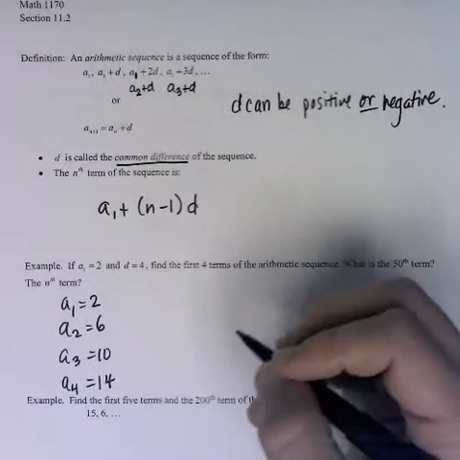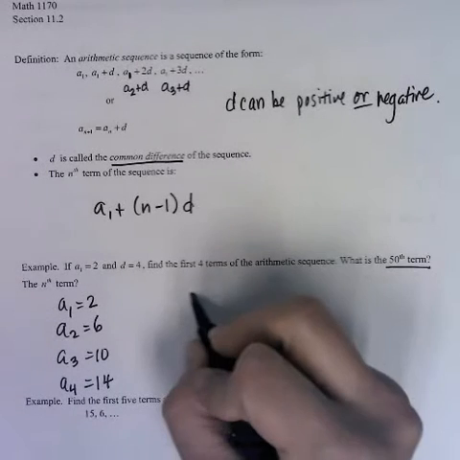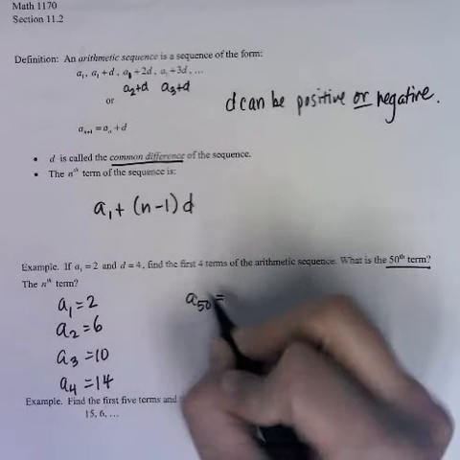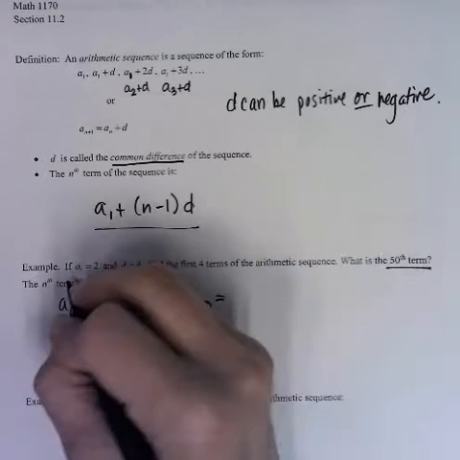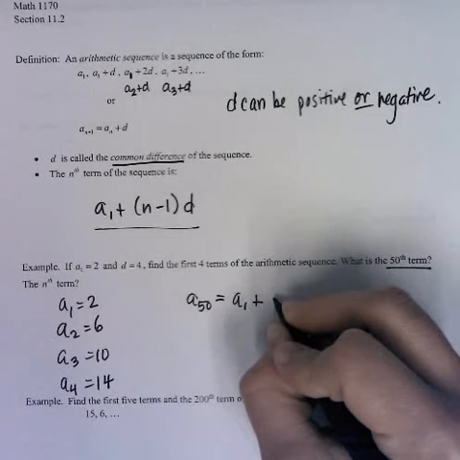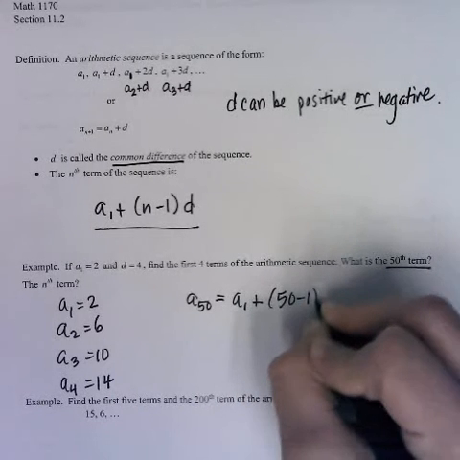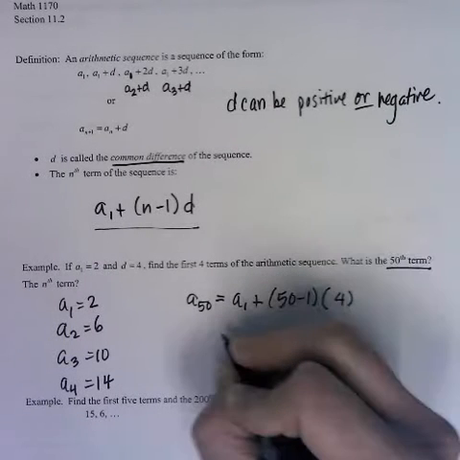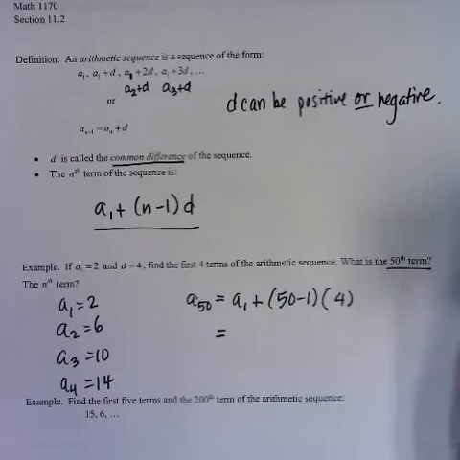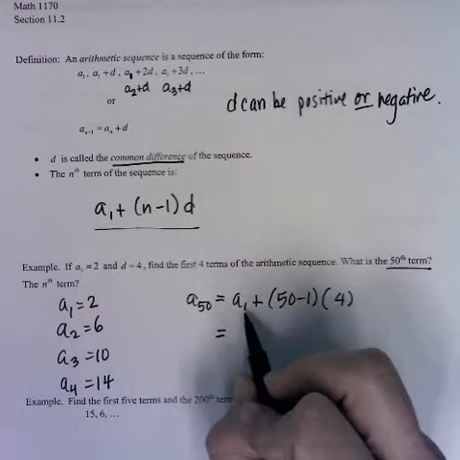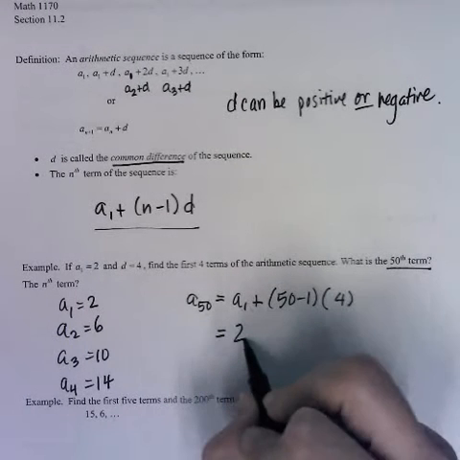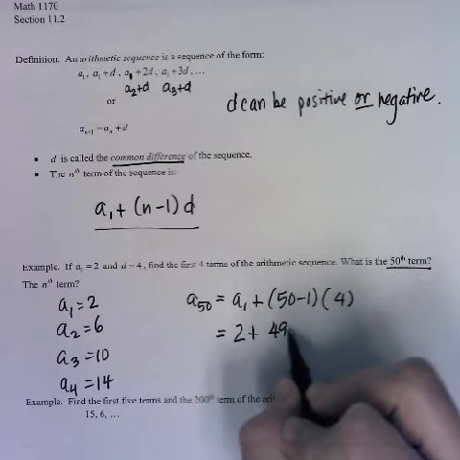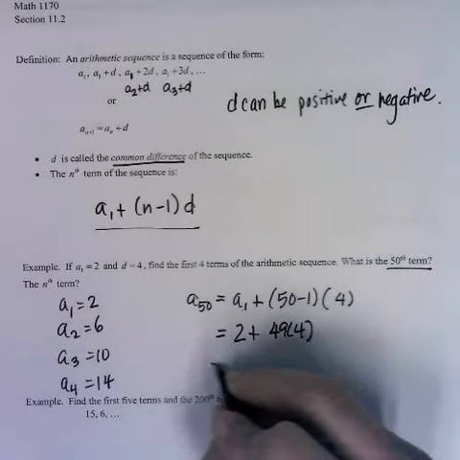And then it says find the 50th term. a sub 50, so you use this formula, is a sub 1 plus 50 minus 1 times the difference, which is 4. I don't know why I wrote a sub 1 here. I should just put 2. 2 plus 49 times 4. So 198.